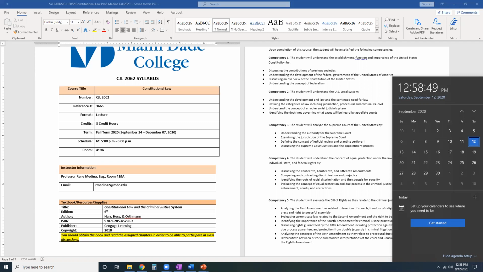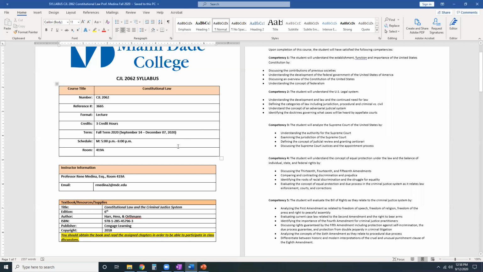Now, regarding the syllabus, I have it here for sharing for a moment. You can reach me at my MDC email, which is rmedina2@mdc.edu. If not, you can also email me at rmedina@matterlakes.org. Again, rmedina@matterlakes.org. That's my Matter Lakes email.